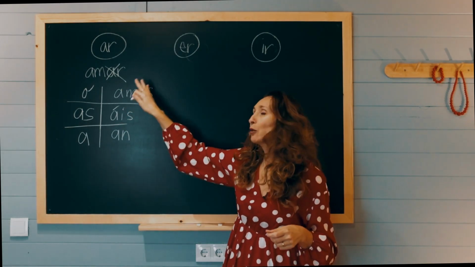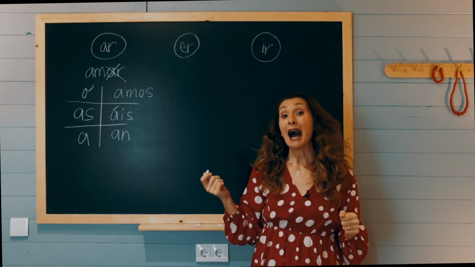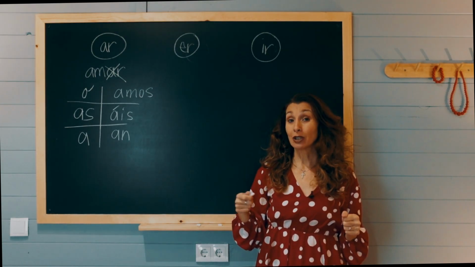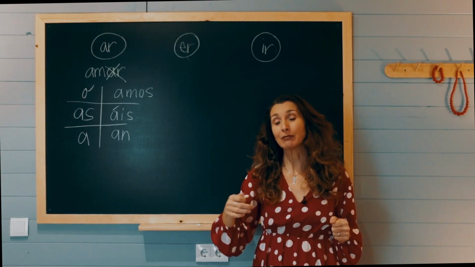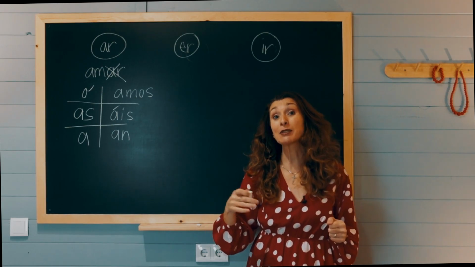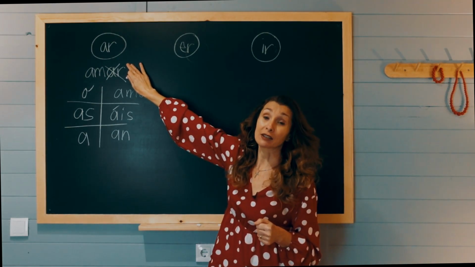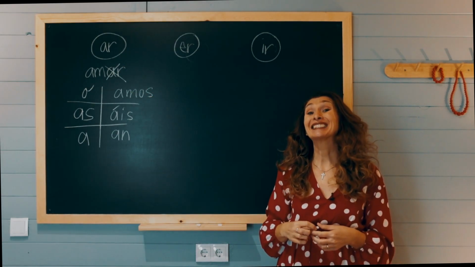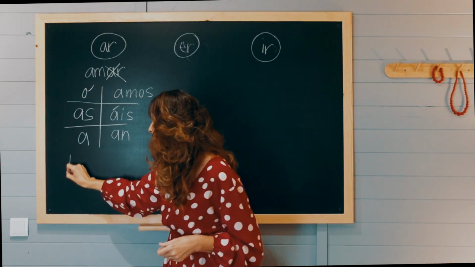You need to go through this grid many, many times, and you will say amo, amas, ama, amamos, amáis, aman. Then you will do this several times, and then you will do the same with another verb from the first conjugation. For example, to work is trabajar. Okay, that one is a little bit longer, but it works the same.